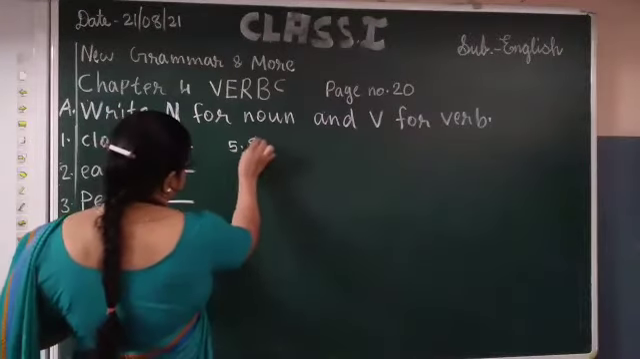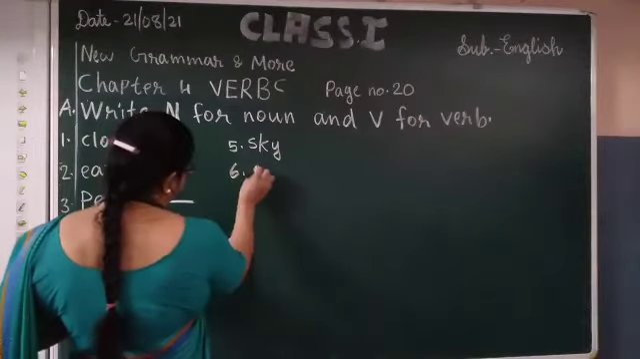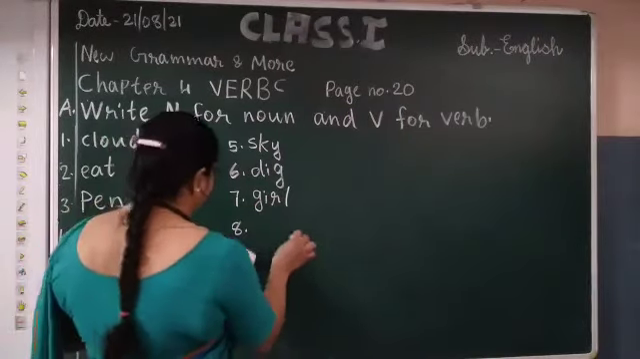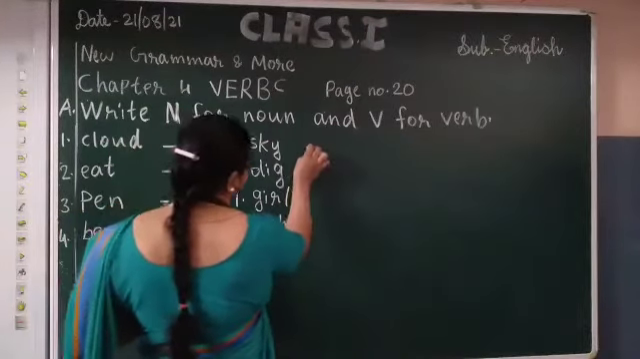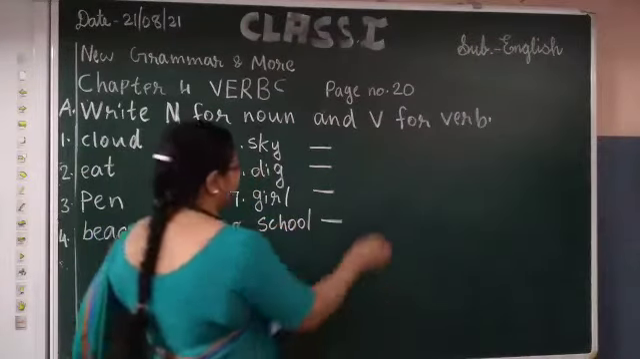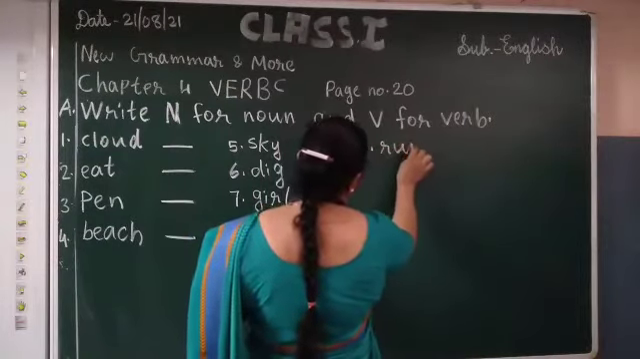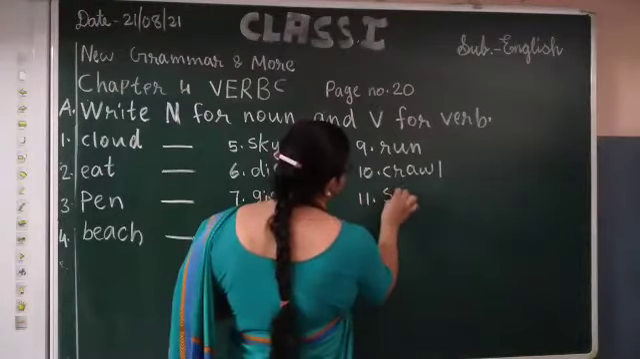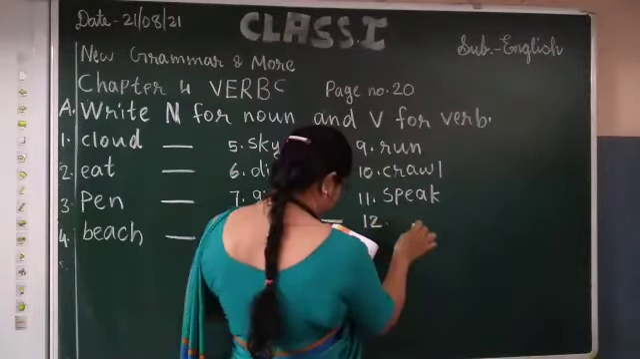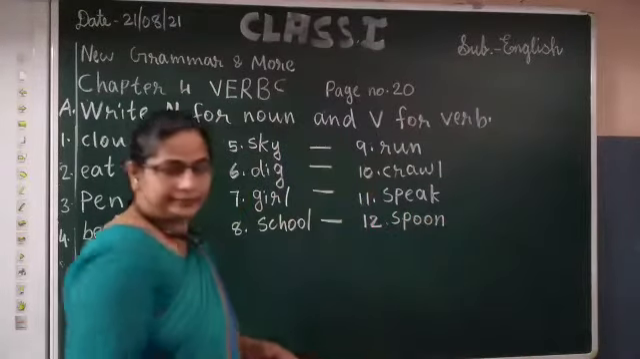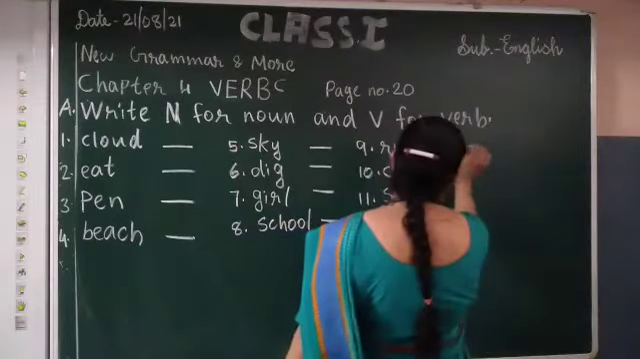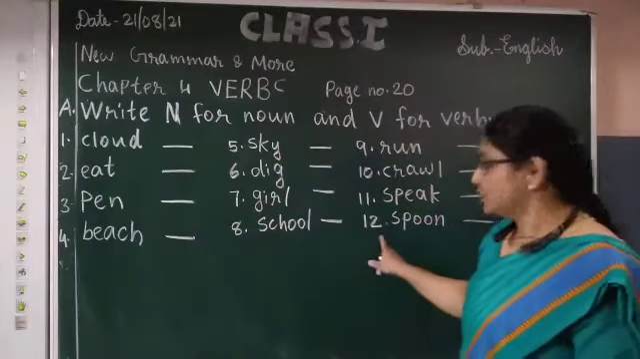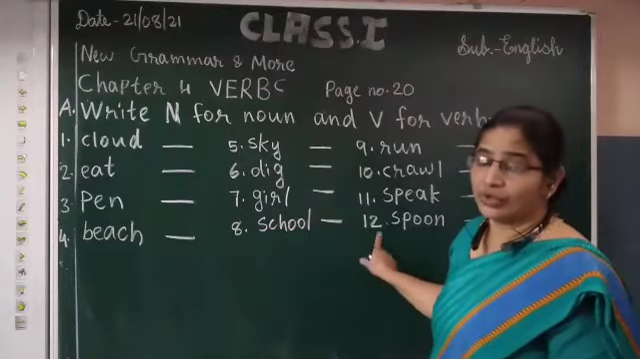Fifth one, sky. Sixth one, dig. Seventh, girl. And eighth one is school. Now, ninth one, run. Tenth, crawl. Eleventh one, speak. And the last word is spoon. These are the words given to you. There are 12 words, and you have to see whether each is a noun or a verb.